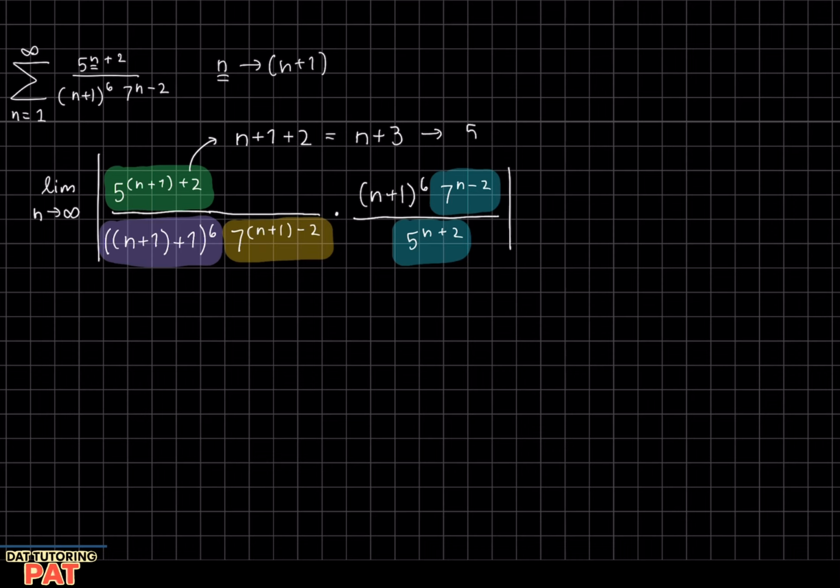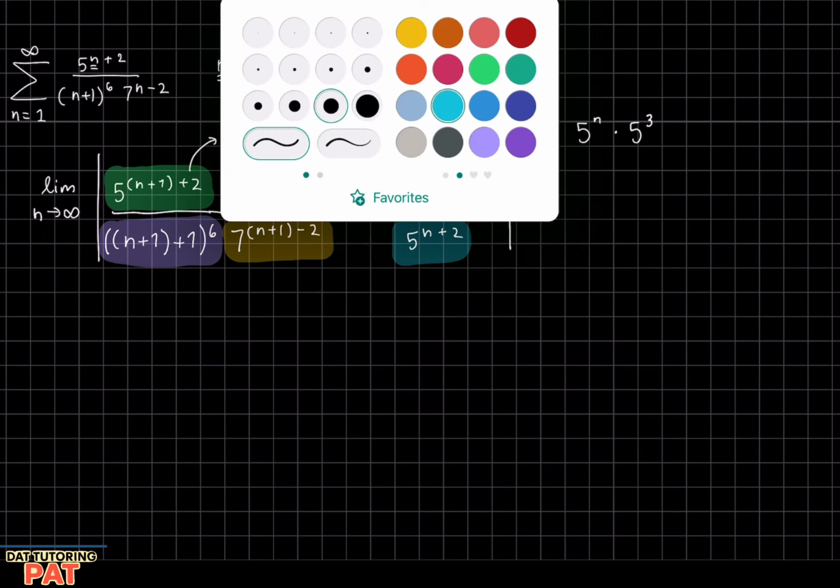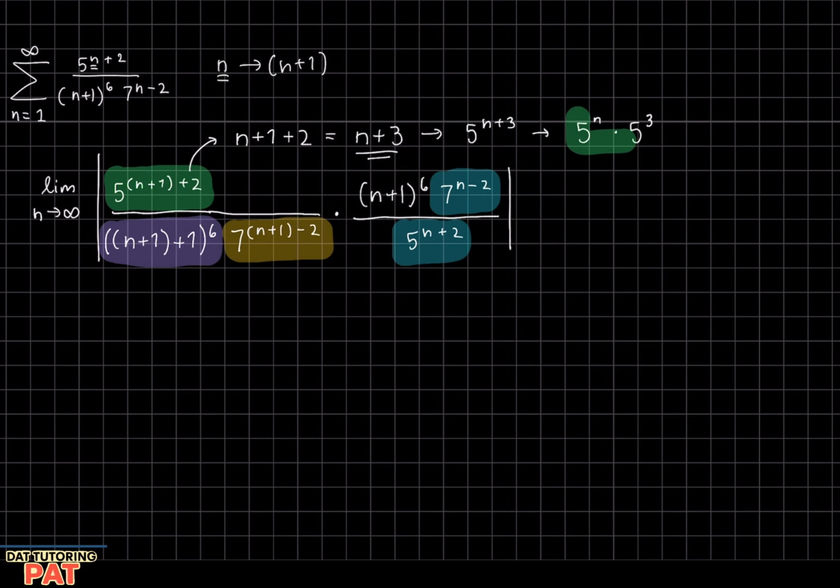But all this is 5^(n+3), because this was our exponent. And then we can use our exponent rules. Same base with exponent, it's just 5^n times 5 to the 3rd. That is a big number. Okay, so that's our simplified version of this.